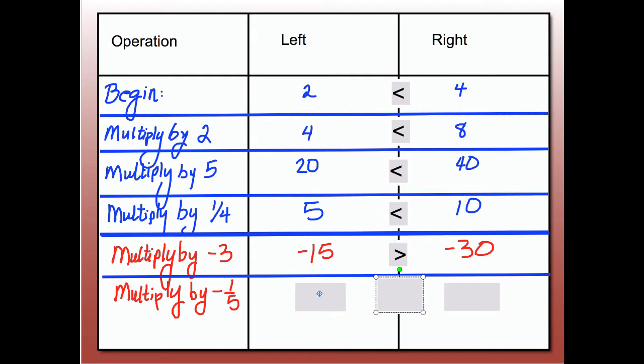Let's try it one more time just to be sure. So here, we'll multiply each of these numbers by negative 1/5. Negative 15 times negative 1/5 is 3. Negative 30 times negative 1/5 is 6. And there again, from the last step to this one, we need to switch the sense of the inequality, or as you might say, flip the inequality, to make sure that it stays true.